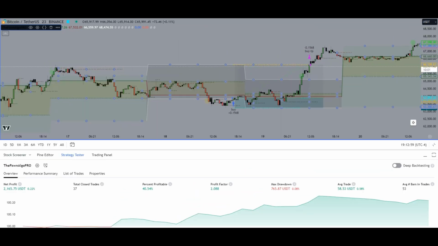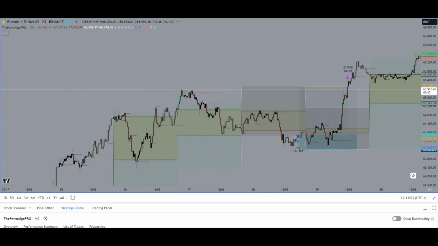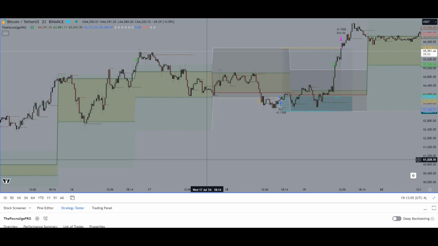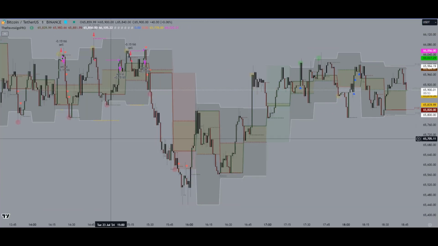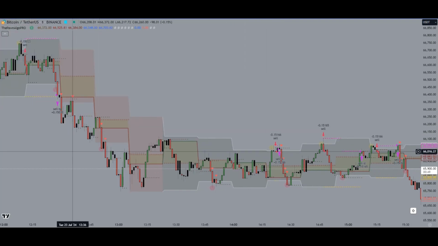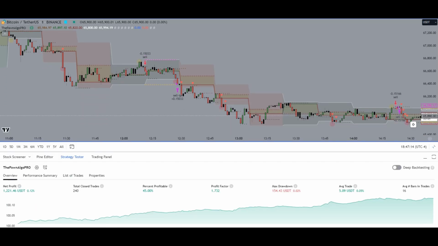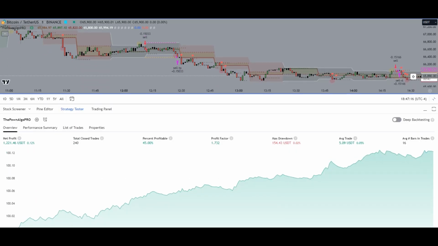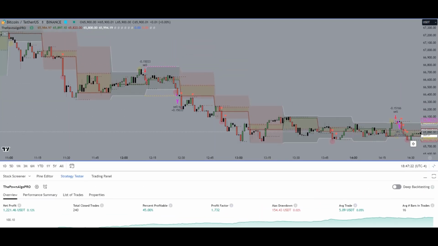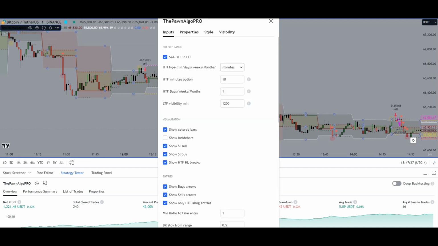Okay, this last secret combination is the best for scalping and to get quick results, if you follow the rules. The combination is 18 minutes as the higher time frame paired with the 1 minute on the lower time frame. It happens to work nicely in Bitcoin. The results are the following: 45% profitable with 240 trades, profit factor 1.7, and we see a consistent green mountain increasing over time. That's what we want to see always.